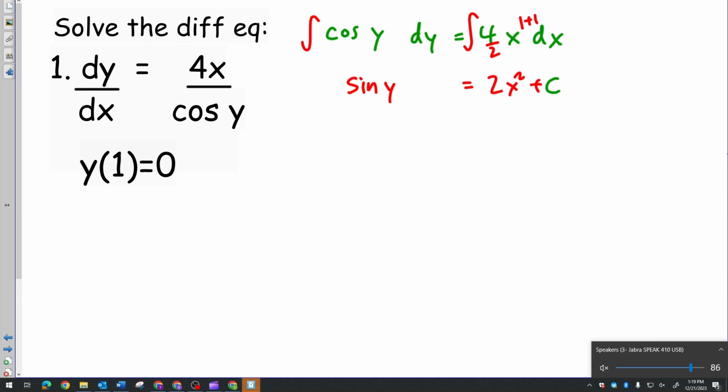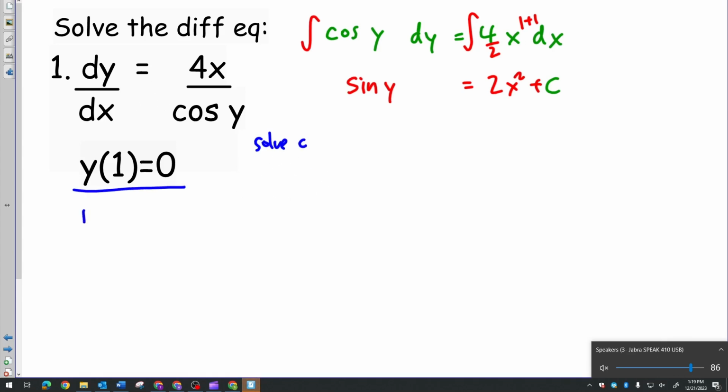So first you separate, then you integrate. Sometimes you exponentiate, and that's only if I have an ln of y, because to get this y out, I'm going to have to e both sides. But this isn't an ln of y, so I don't have to exponentiate. Exponentiating is not going to help take this y out. So then I'm going to either solve for c or solve for y. And it doesn't matter which one I do first. Let me go ahead and solve for c.